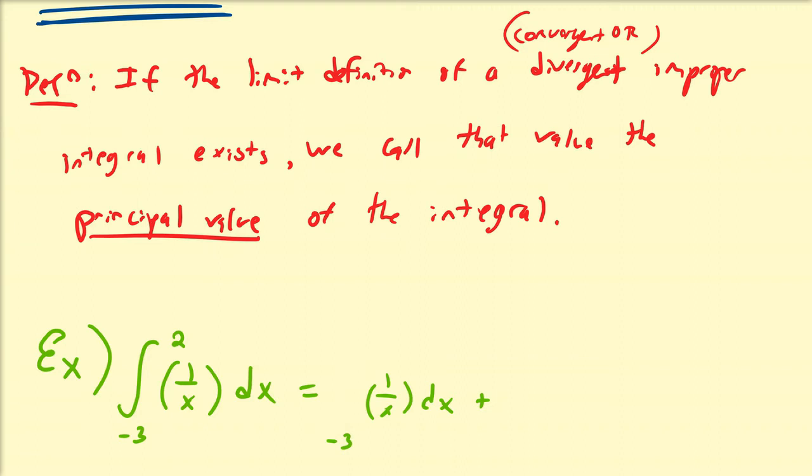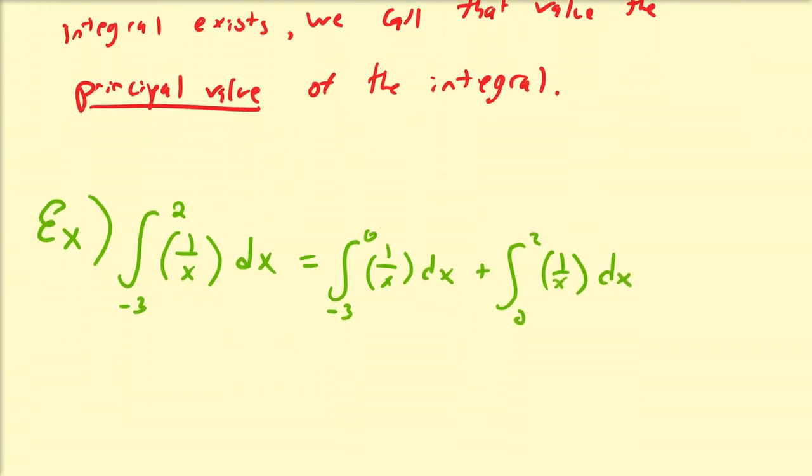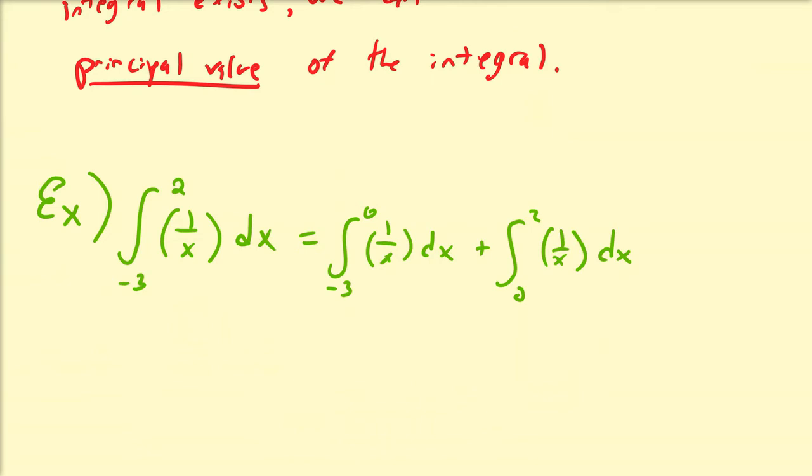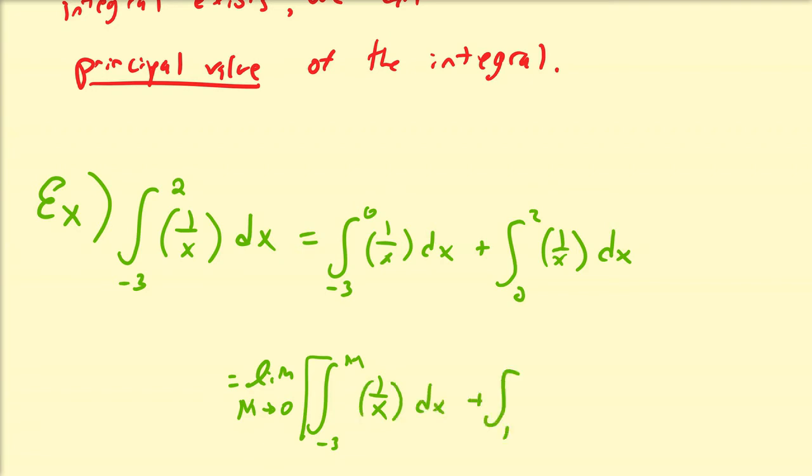We can rewrite this as the integral from -3 to 0 of 1 over x dx plus the integral from 0 to 2 of 1 over x dx. So if we do the limits, let's do m goes to 0. We can do this to be the integral from -3 to m of 1 over x dx plus the integral from m to 2 of 1 over x dx.